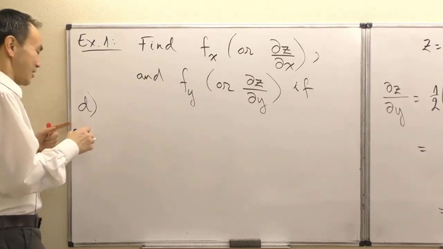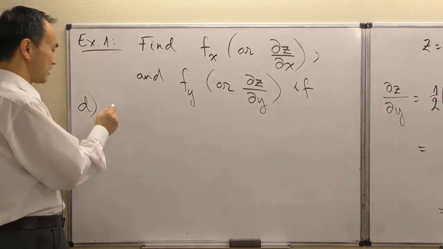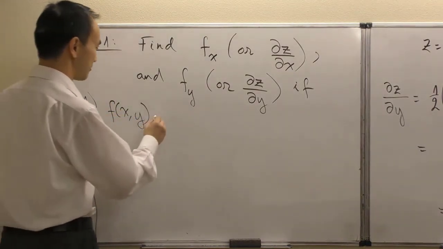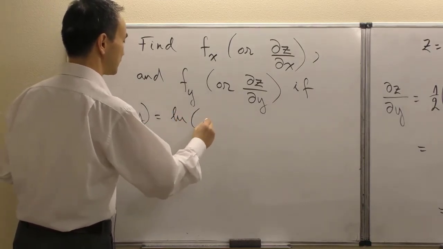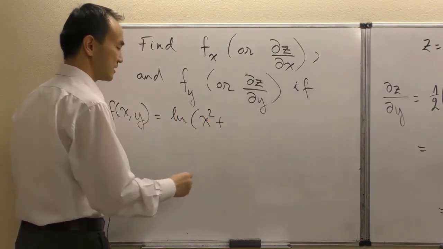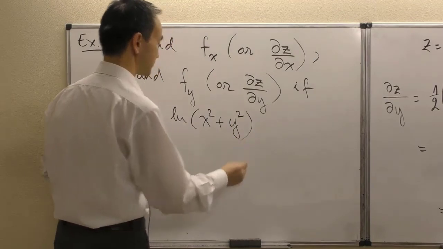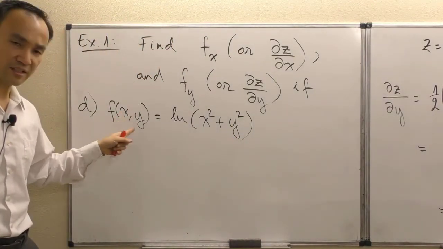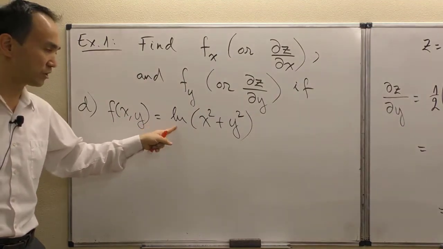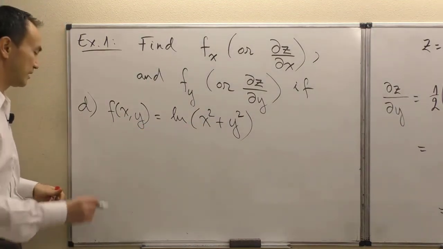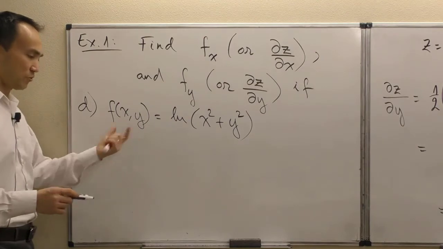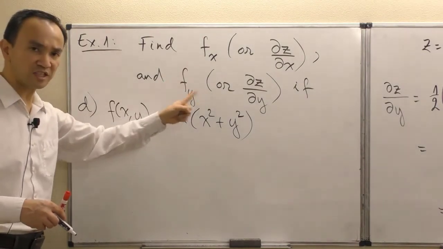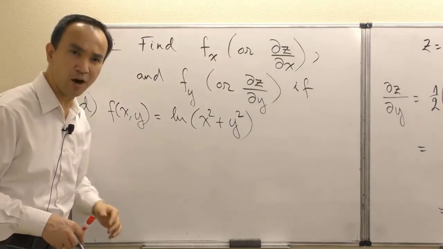Okay, so how about we now switch back to the traditional functional notation right here. So I'm going to call this the natural log of x squared plus y squared. F of x comma y equals natural log of x squared plus y squared. And so now our function is written in functional notation, so I have to stick with these two symbols instead of the dz dx or dz dy.